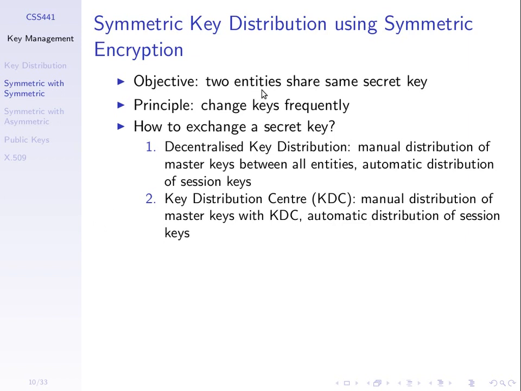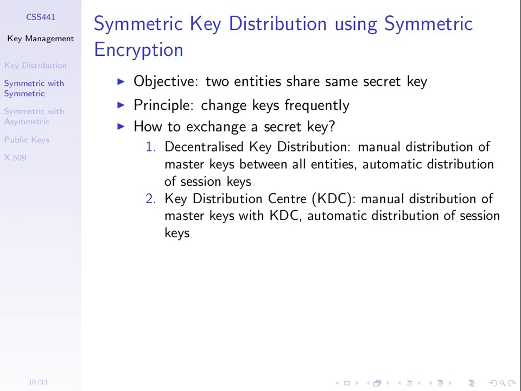Our aim is that two entities share the same secret key. And we build upon a principle that we can't use that same key forever. That is, if I do exchange a key, I don't want to keep using it. I would like to change that key sometime later. So we need a mechanism that will support the changing of the key, which doesn't require much manual intervention. It doesn't require the human to do much. So we want to change keys frequently.